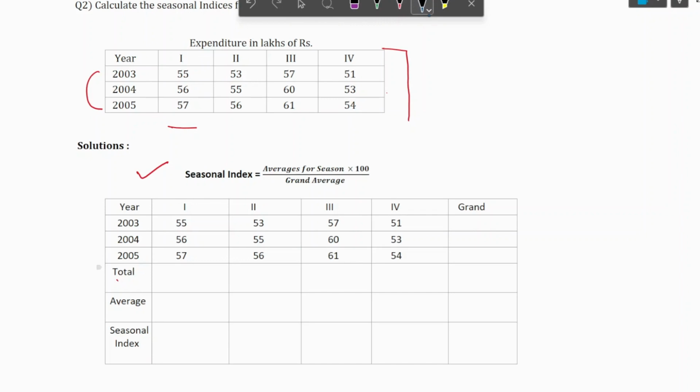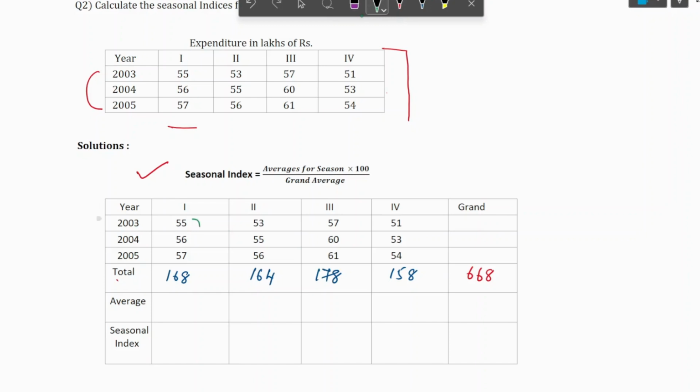First we are finding the total. Total means 55 plus 57 plus 57. These three values total, that is 168. Use your calculator. Here 164, 178 and 158. Here we calculated the total for each and every season, and the grand total, that is 668.